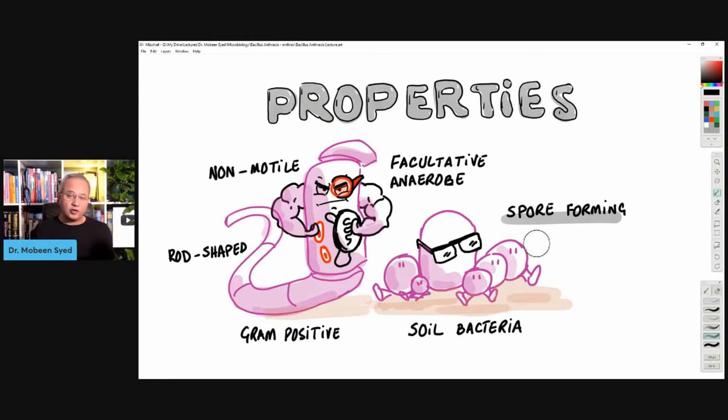It is spore forming as well. Spore forming, I would continue to say this because spores are the most important thing when it becomes really deadly. And it is a soil bacterium. So what happens is animal feces contains this pathogen, and when the feces are deposited on the ground, on the soil, then the pathogen and the spores can live there for a very long time.